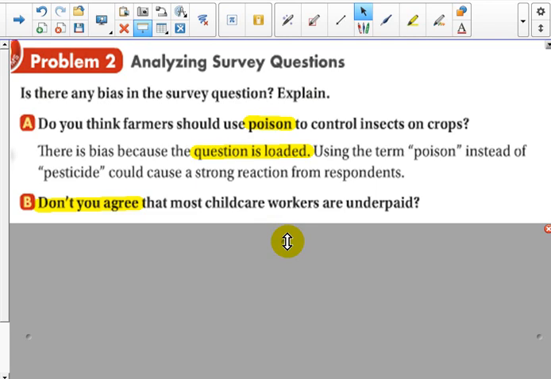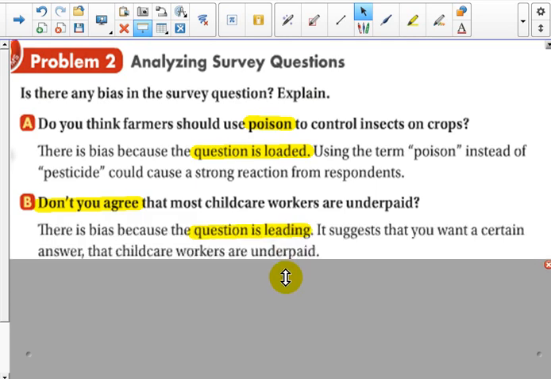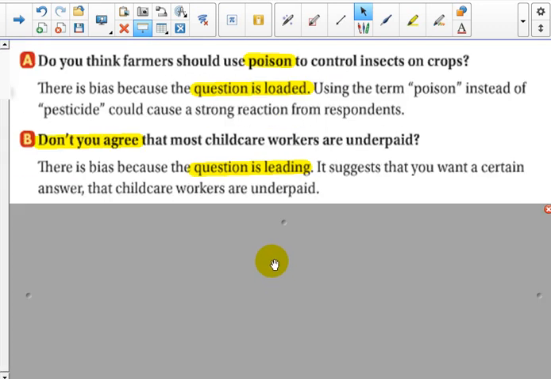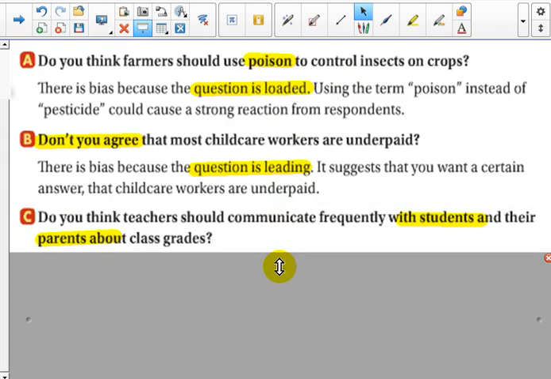Now, what could be not biased is saying, are child care workers underpaid? Do you believe child care workers are underpaid? But not, don't you agree? Because you're trying to tell them you need to agree. Okay, the next one.